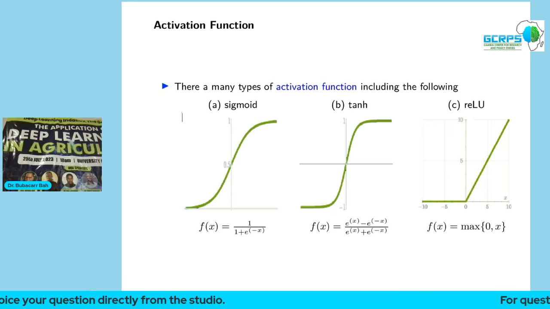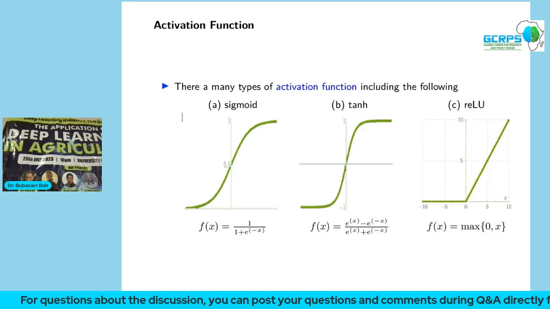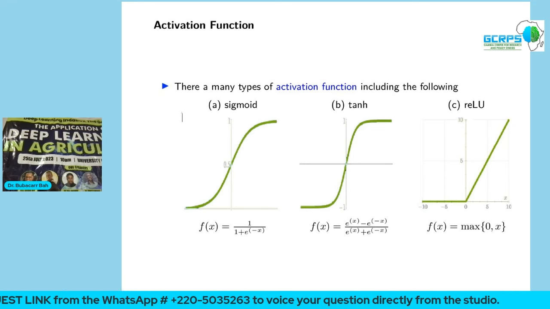So people come up with functions that are close to a step function that are differentiable. Some of them are popular, like the sigmoid function, which is 1 over 1 plus exponential of minus x. This looks like a step function. It's not quite a step function, but it's smooth, continuous, and differentiable, so it's a proxy for a step function. We have the hyperbolic tangent function, which is also like a step function.